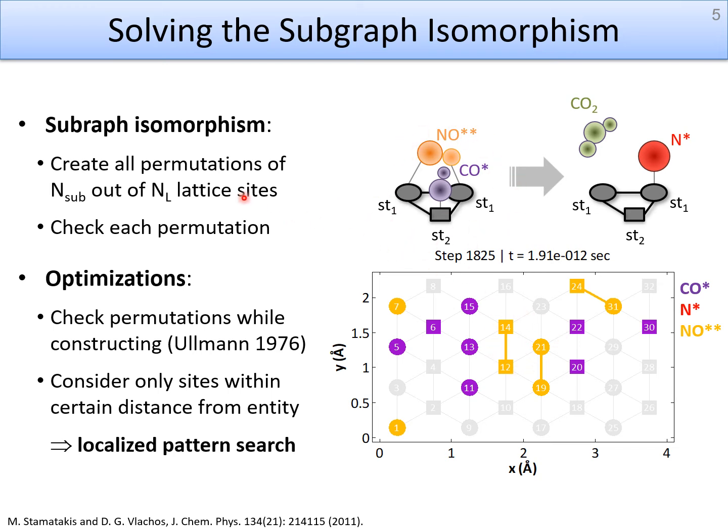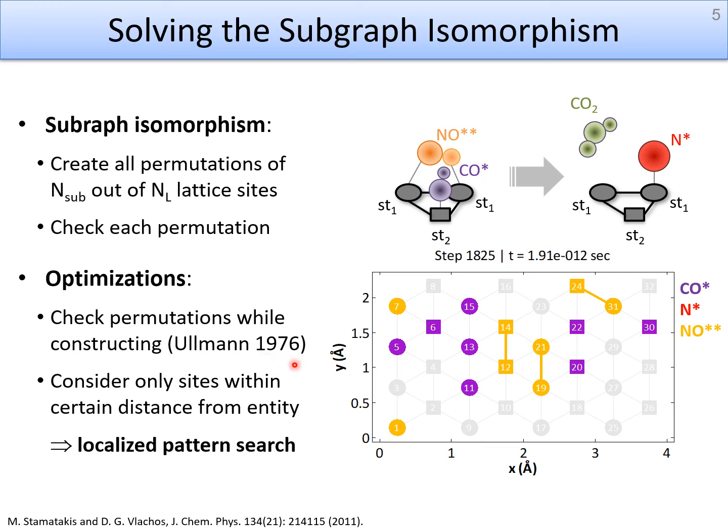Now, of course, as you may imagine, creating permutations is a very computationally expensive problem. Checking the permutation is not as complicated. We just have to check the connectivity and the occupancies. But going through all the possible permutations can be quite computationally expensive. So there are some optimizations that we have implemented in the graph theoretical KMC. We check the permutations while constructing them. We use a variation of the subgraph isomorphism algorithm by Ullmann.